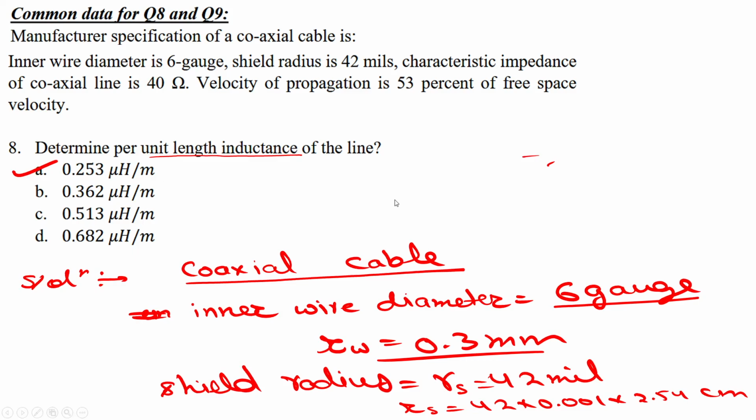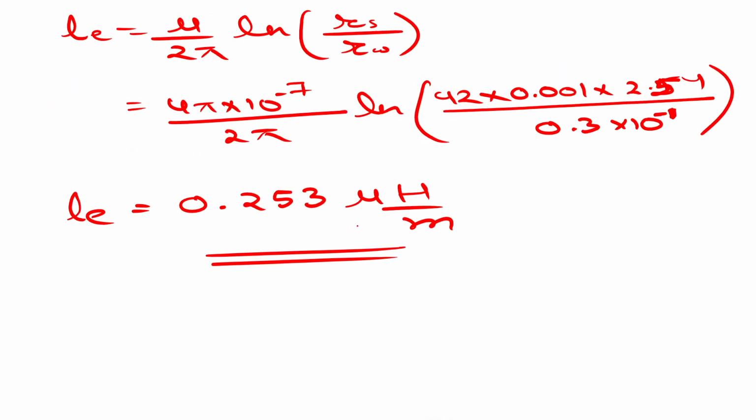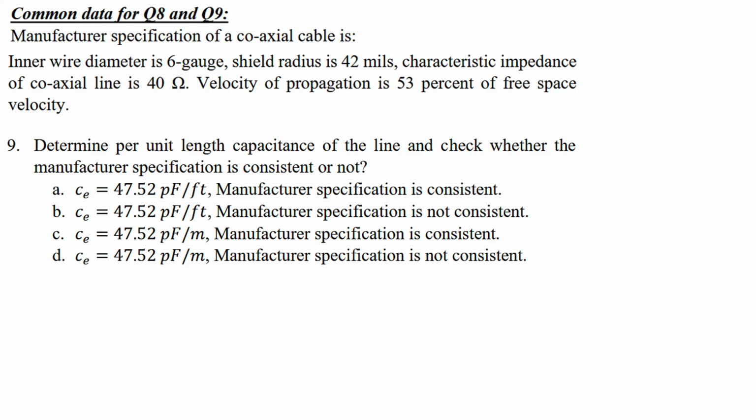The only doubt is why this RW is 0.3 mm, or how the conversion factor came about. That we will discuss in the next session. If there is some change, we will solve it again and check whether these options are correct or not. Apart from that, I hope this question is clear. We will move on to question number 9.